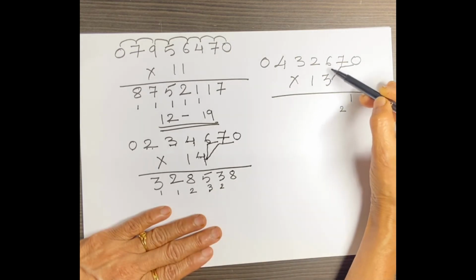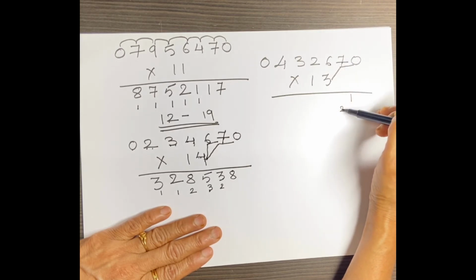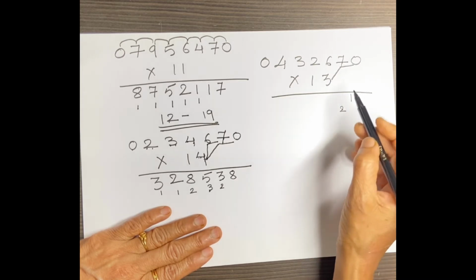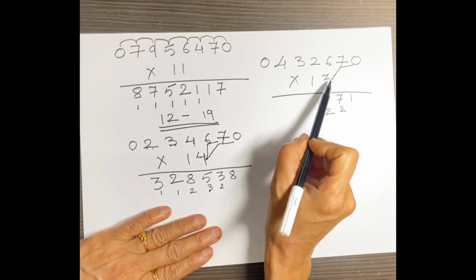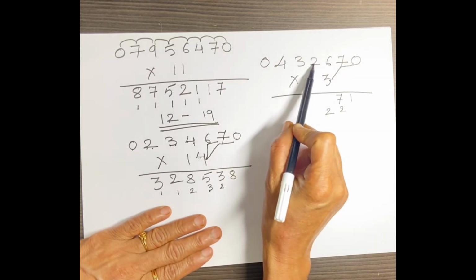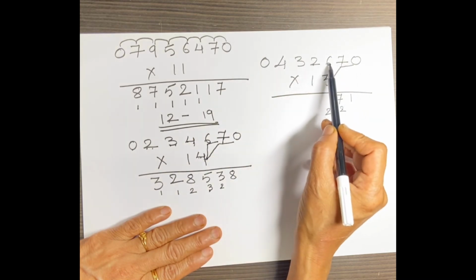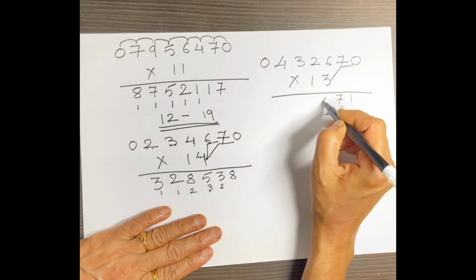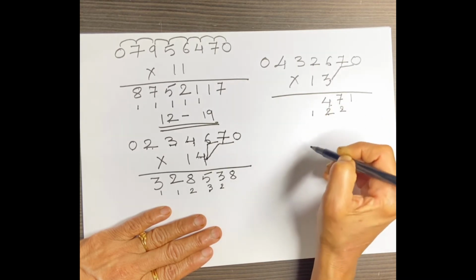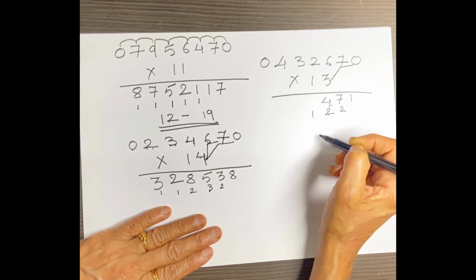Then next step, 3 sixes are 18. 18 plus 7, 25. 25 plus, we will have to add the carry over here. 25 plus 2, 27. Next step, 3 twos are 6. 6 plus 6, 12. 12 plus 2, 14. We will follow the units place and 1 will be carry over.